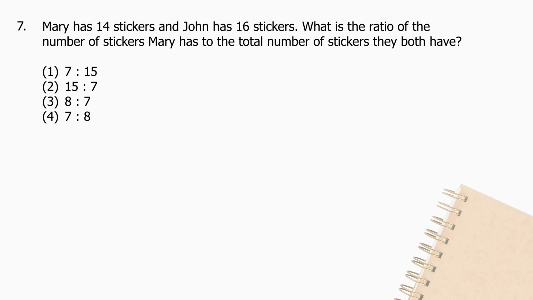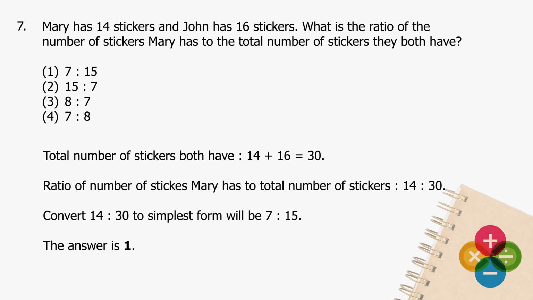Question 7. Mary has 14 stickers, and John has 16 stickers. What is the ratio of the number of stickers Mary has to the total number of stickers they both have? The total number of stickers both have will be, add 14 to 16, and the sum is 30. The ratio of number of stickers Mary has to total number of stickers will be 14 is to 30. Convert 14 is to 30 to the simplest form will be 7 is to 15. The answer is 1.